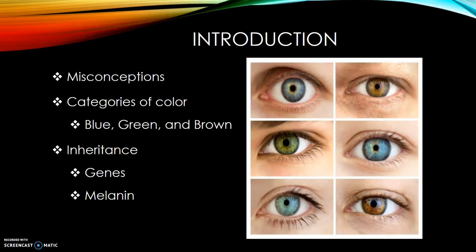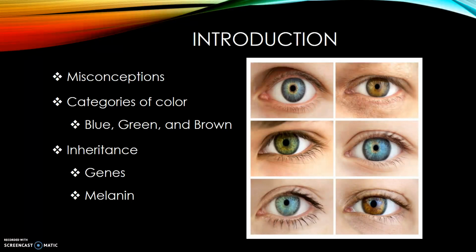For my introduction, I just want to go over some of the misconceptions that are common when it comes to the inheritance of eye color. For example, people think that if both of your parents have blue eyes, then you are guaranteed to have blue eyes as well. However, this is not true. There are many different factors that go into determining one's eye color. A lot of times, this can result in blue eyes, green eyes, or brown eyes.